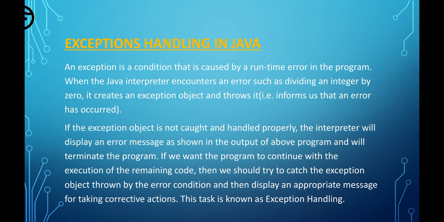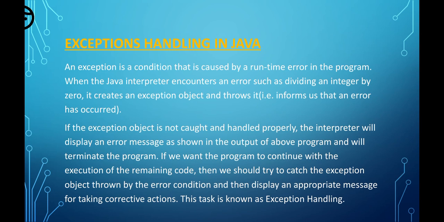So what are exceptions in Java? An exception is a condition that is caused by a runtime error in the program. When the Java interpreter encounters an error, such as dividing an integer by zero, which we just saw, it creates an exception object and throws it, informing us.